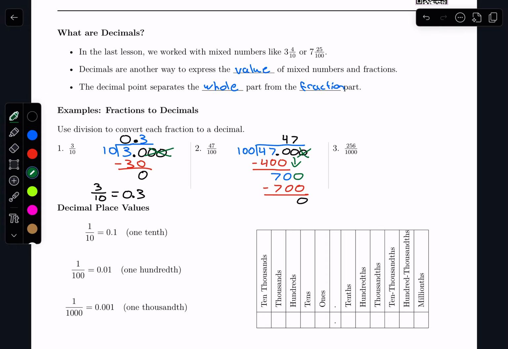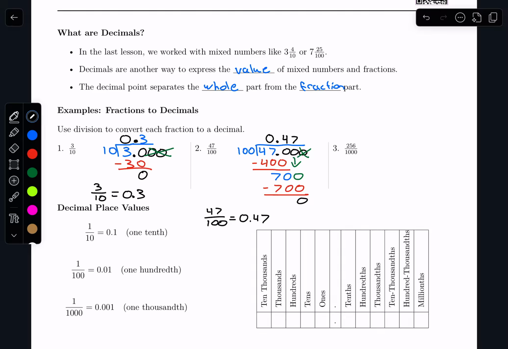So now to write our answer, all we do is put the decimal place right above where it already was, and then I'm going to put a 0 in front just to make it clear that we have a decimal. So we would then say that 47 over 100 is equal to 0.47.